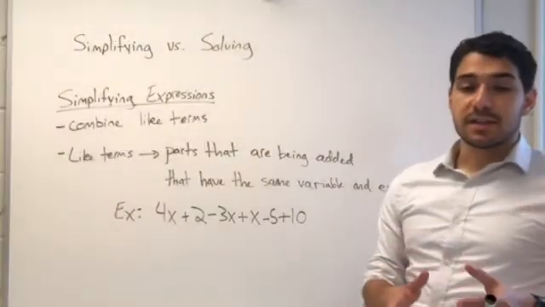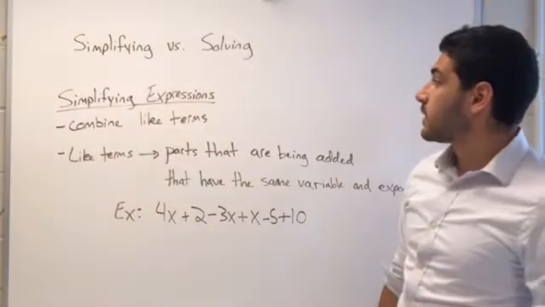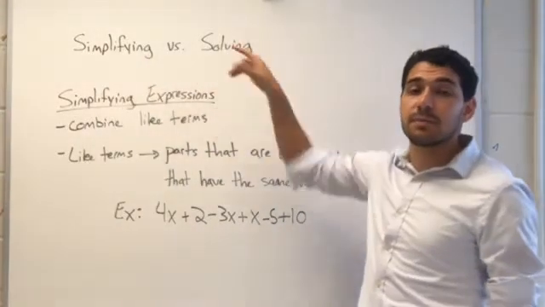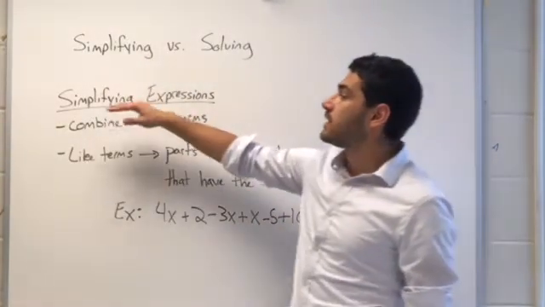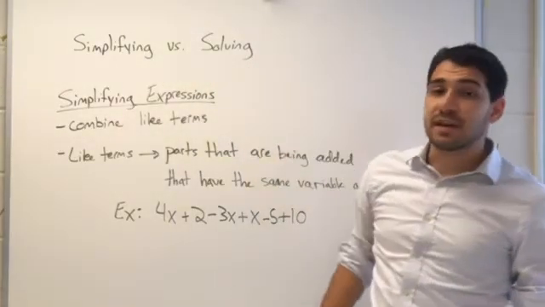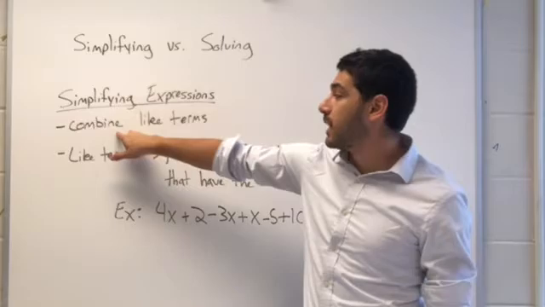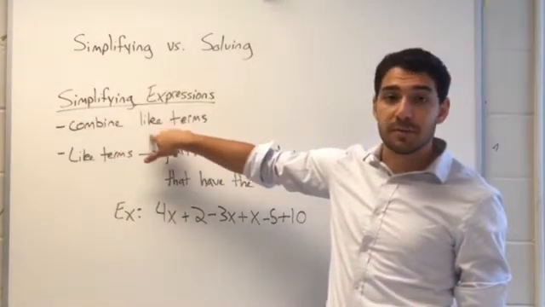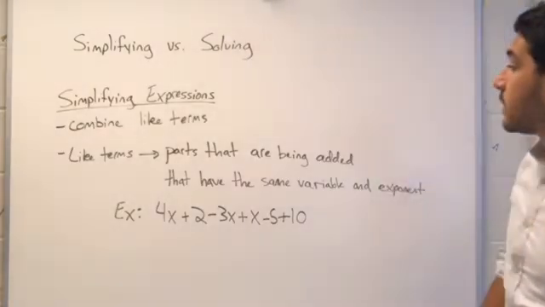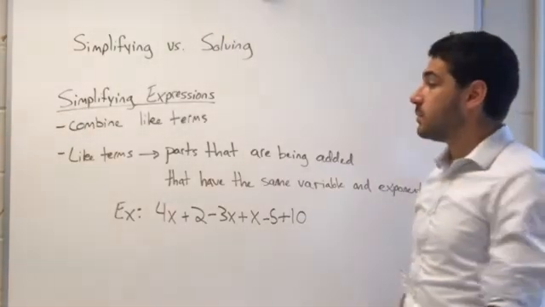Now, when we talked about expressions and equations, we talked about the difference between simplifying and solving. So I'm going to go a little bit more in detail about that. Simplifying is what we do to expressions. The way that we simplify expressions is by combining like terms. Now, you've probably heard this before, and you've probably done this plenty of times in Algebra 1, but I'm going to kind of review it and talk about it a little bit more.